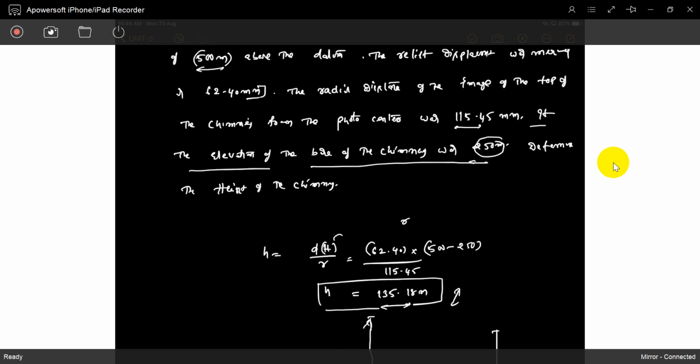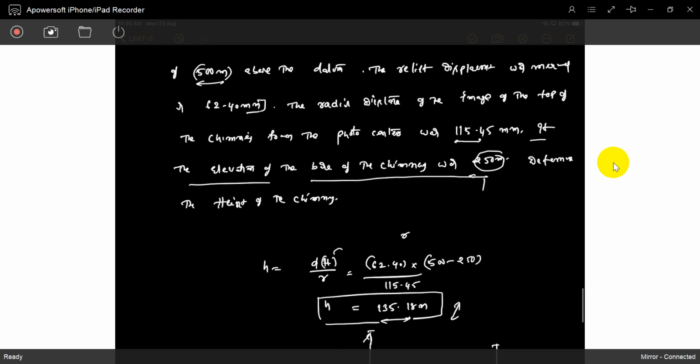One thing I want to show you is that this is an extra case, because the elevation of the base of the chimney is also given. That's why we took it. That's it.